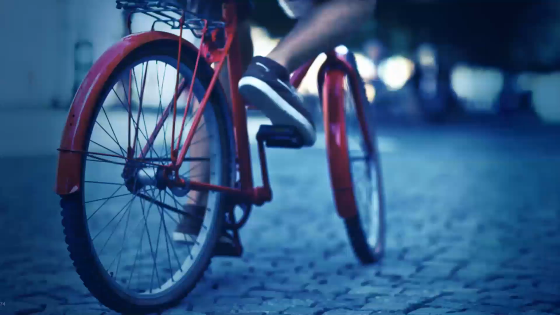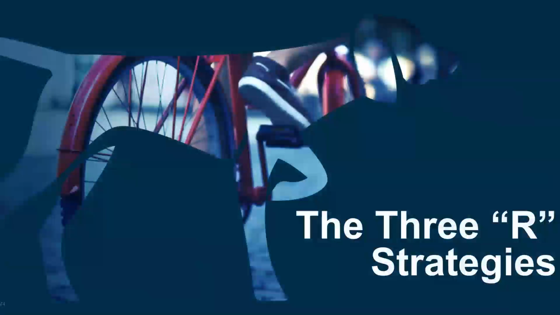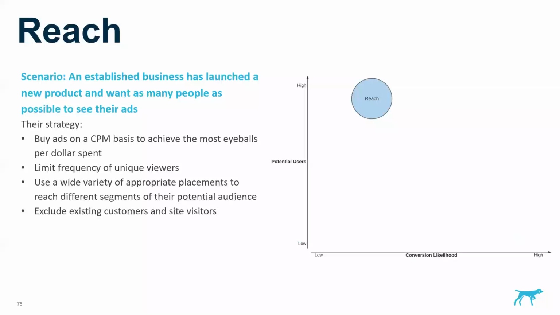So that's LinkedIn. So we'll just quickly have a chat around what I like to call the 3R strategies. I define these based on hypothetical scenarios for the companies and what they might be wanting to do with social and display. So the first R is reach. So the scenario is an established business, it's got a bit of money in its pockets. It's launched a brand new product and it wants as many people as possible to see their ads.